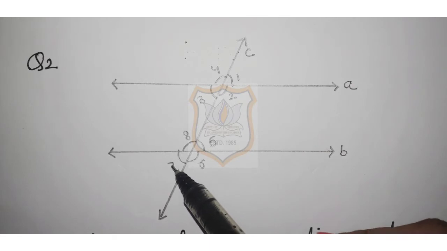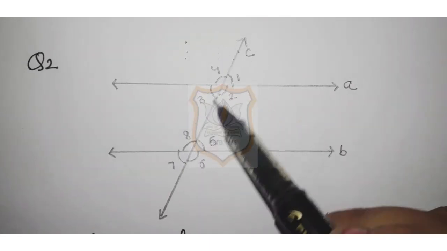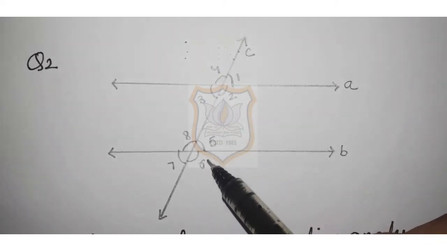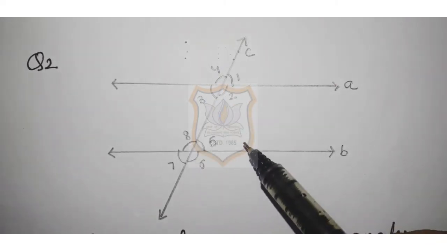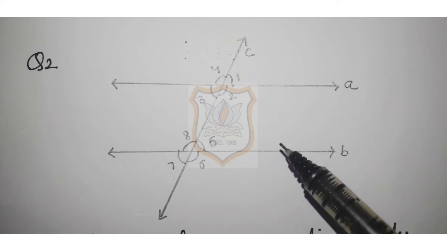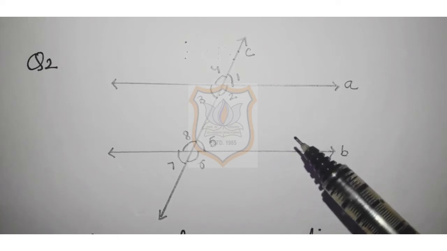Total 8 angles are formed by the transversal. See, 1, 2, 3, 4, 5, 6, 7 and 8. Total 8 angles are formed. Now in this question you have to tell a pair of corresponding angles, alternate angles, interior angles on the same side of the transversal and vertically opposite angles.